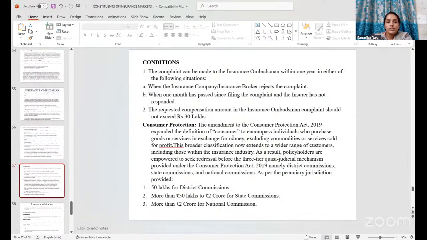This is the insurance grievance redressal mechanism system in India, which we can see. I hope the concept is clear to you all.